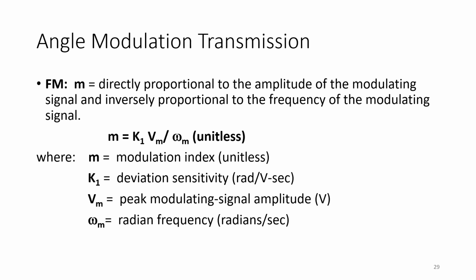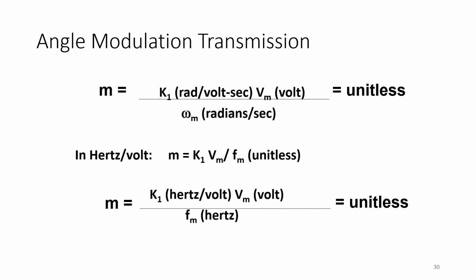Why? Our deviation sensitivity is in radians per volt-second, multiplied by volts, divided by radians per second. So volts will cancel out, radians will cancel out, seconds will cancel out, giving our modulation index for FM to be unitless. Okay, so this shows why our modulation coefficient for FM is unitless. It can also be represented in hertz per volt.